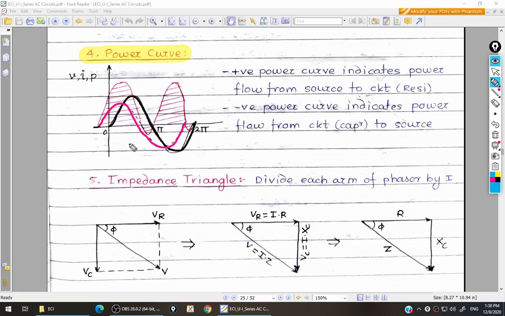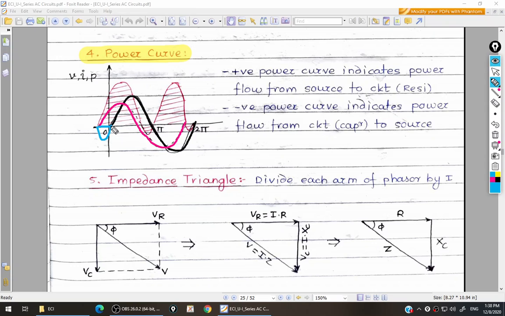Now if I want to draw the power curve, we know that power is V multiplied by I. So you have to basically multiply voltage and current. From this area to this area, you can see that pink color means current is positive but voltage is negative. So positive multiplied by negative, so you will get negative power curve like this.